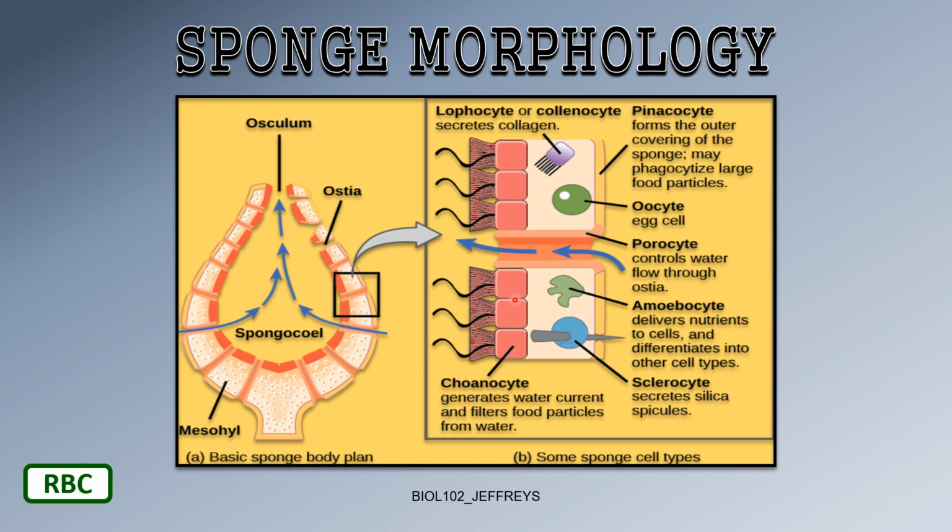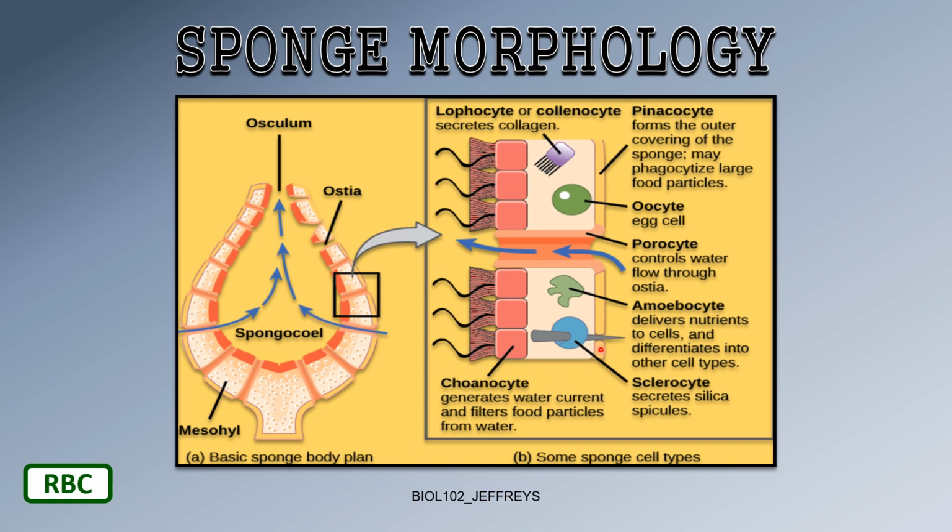And here are the choanocytes, which are flagellated. That's what these little squiggly lines represent, flagella, that help to maintain the flow of water, the current in the spongiocele, but also those little flagella act to trap particles of food within the spongiocele, coming into the spongiocele from the outside water.